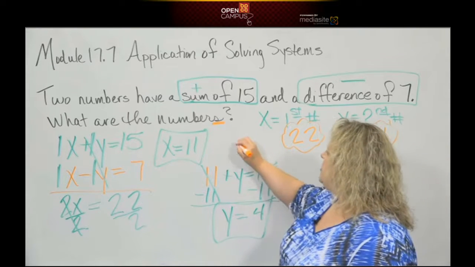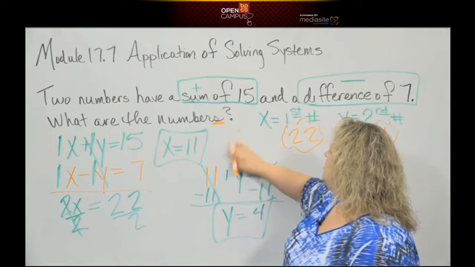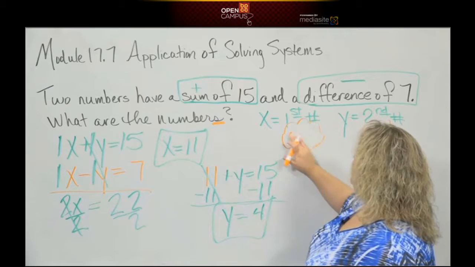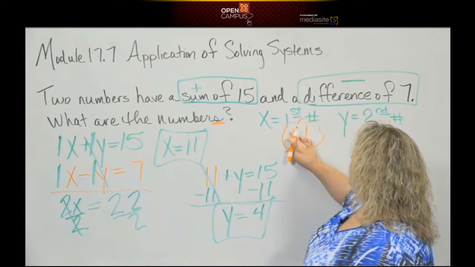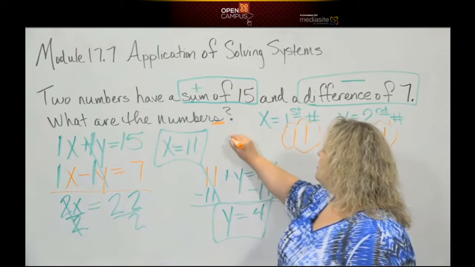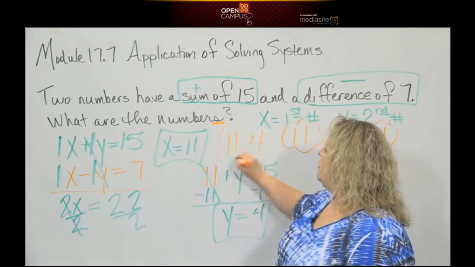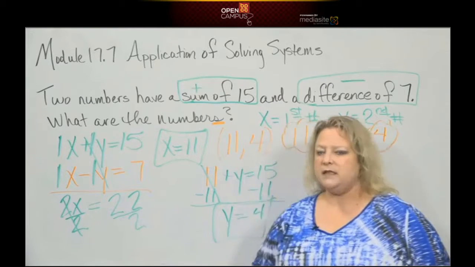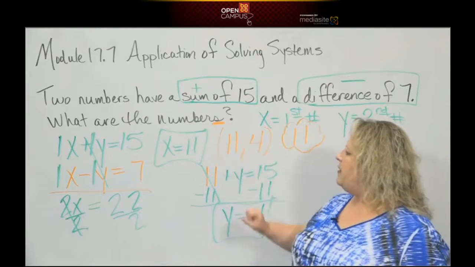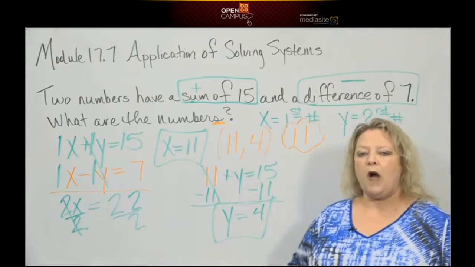And you would write your answer, 22. I don't know why I just wrote 22. It's supposed to be 11. Goodness gracious, that's 11. So 11 and then 4. I'm glad I caught that. Sorry about that, guys. So my answer is 11 for my x value, 4 for my y value.